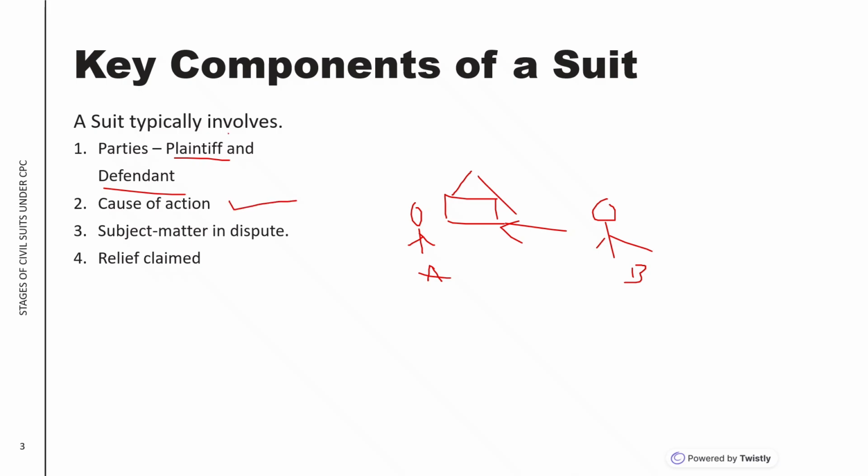And A becomes the plaintiff, B becomes the defendant. And the subject matter in dispute is the house itself. House becomes the subject matter in dispute. And what A can claim as relief is a temporary or permanent injunction restraining B from entering his property. That is the relief claimed.